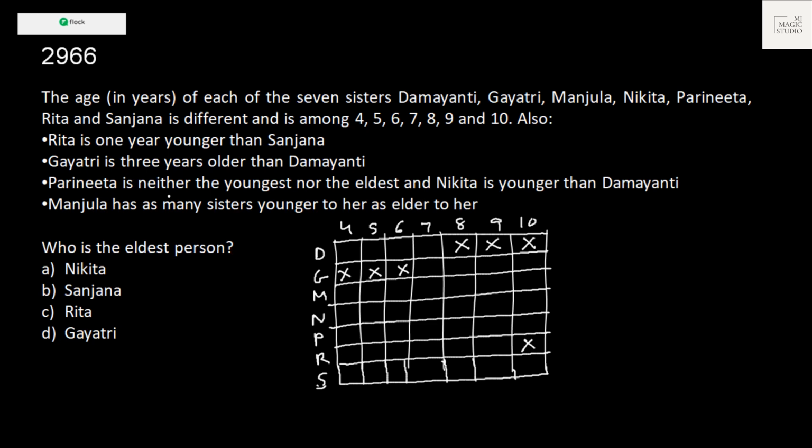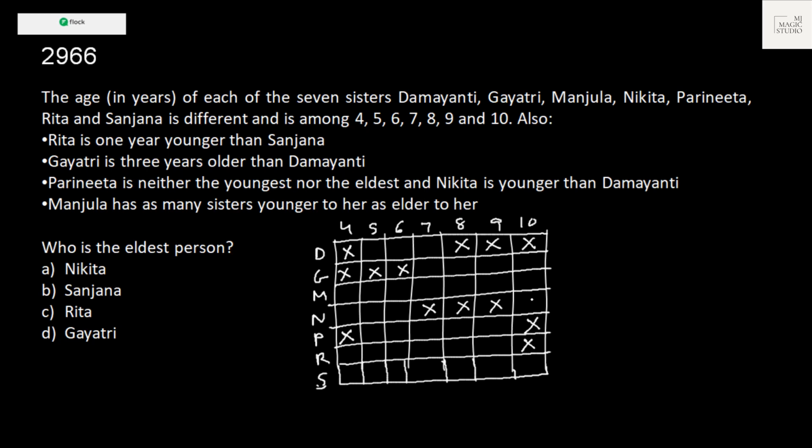Okay. Parinita is neither the youngest nor the eldest. Parinita is not 4, neither 10. Nikita is younger than Damayanti. If Damayanti is 4, then Nikita would be 3 or something else. That means Damayanti is not 4 because Nikita is younger than Damayanti. Damayanti can be 5, Nikita can be 4, 6, 5, 7 or anything. Damayanti cannot be 8. That means Nikita cannot be 7.